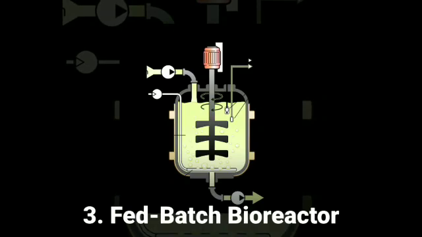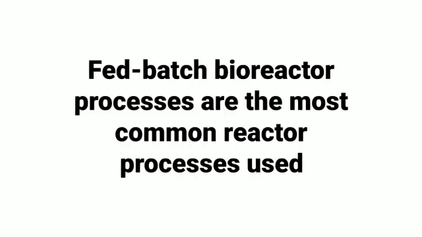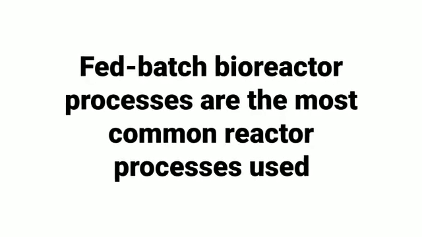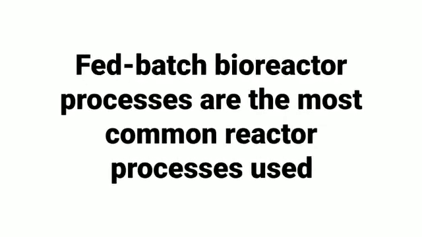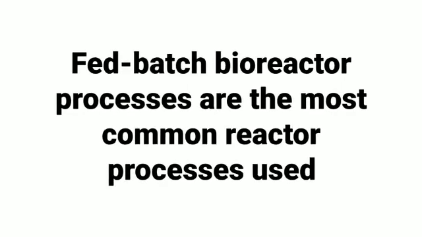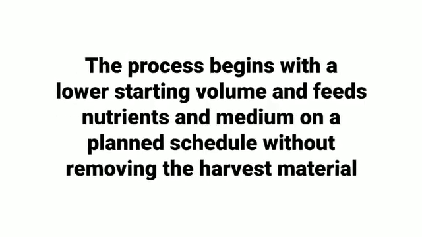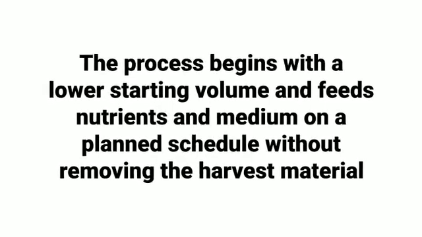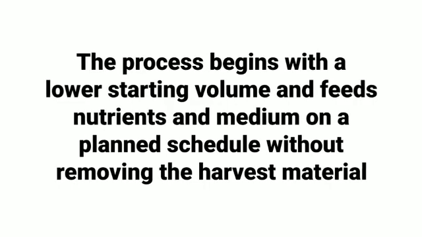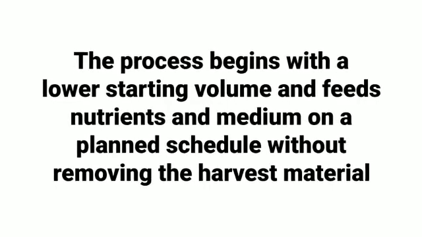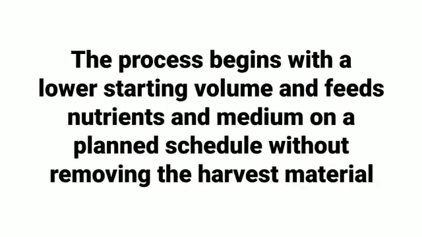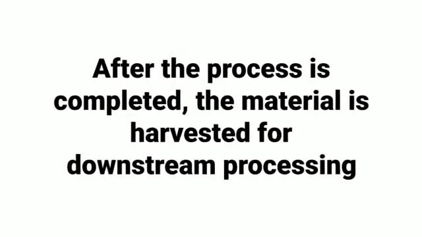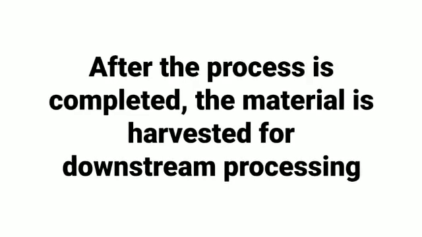Fed batch bioreactor. Fed batch bioreactor processes are the most common reactor process used. The process begins with a lower starting volume and feeds nutrients and mediums on a planned schedule without removing the harvest material. After the process is completed, the material is harvested for downstream processing.